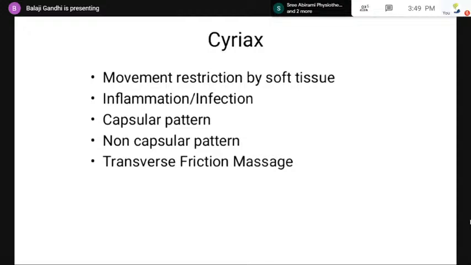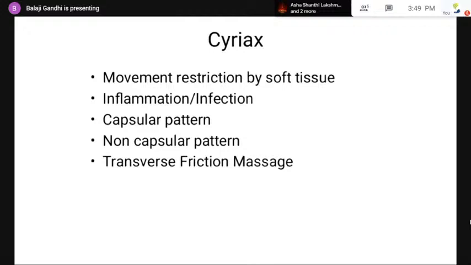So the concept of Syriac here, for the physiotherapy profession, is the transverse friction massage. So if there is inflammation or infection, definitely we can't apply any manual therapy concepts. Mechanical therapy is not effective on inflammation and infection. So at that time only chemical therapy will be advised.